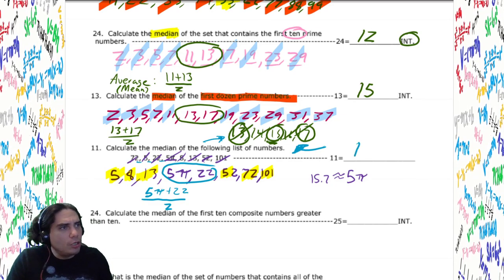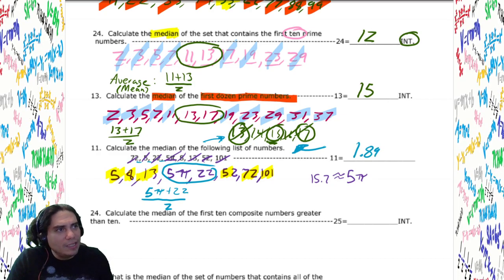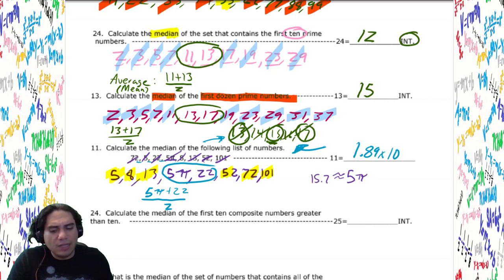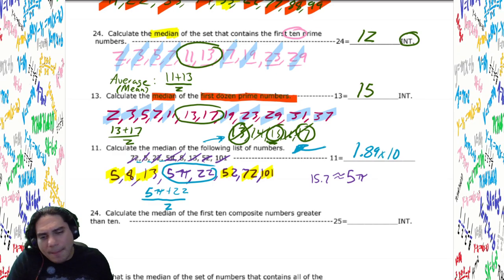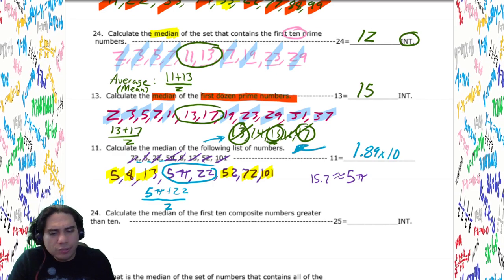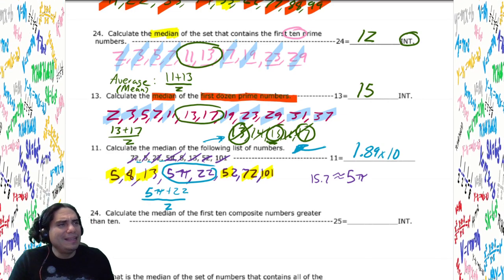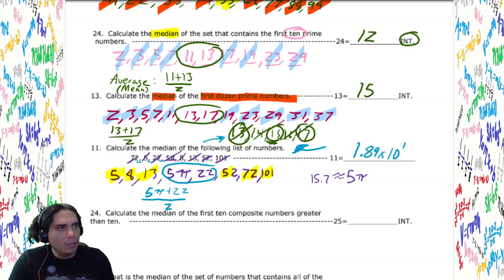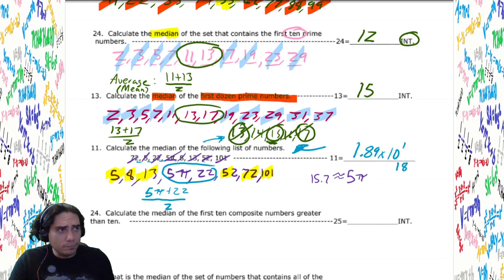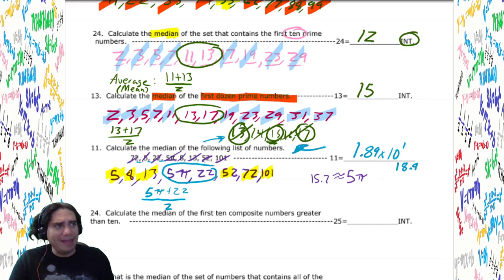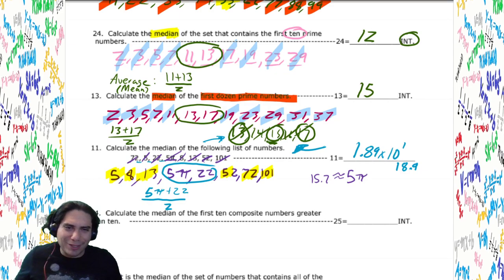It doesn't say integer because this is not an integer answer. It's a crazy number if you hit yellow show, because we had to use pi in one of the answers, okay? So it's not going to be an integer answer. It's 1.89 times 10 to the first, or if you want to, 18.9. Both methods are correct, all right, ladies and gentlemen?